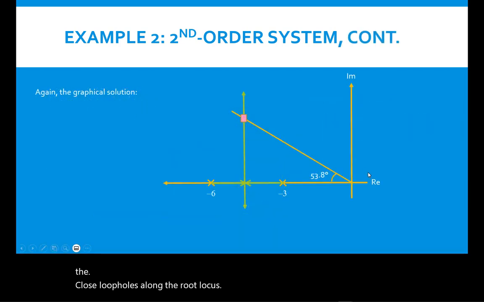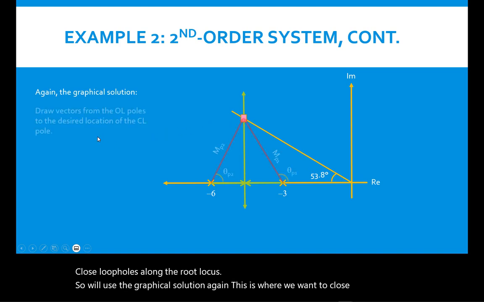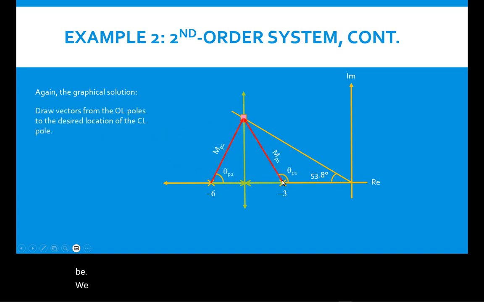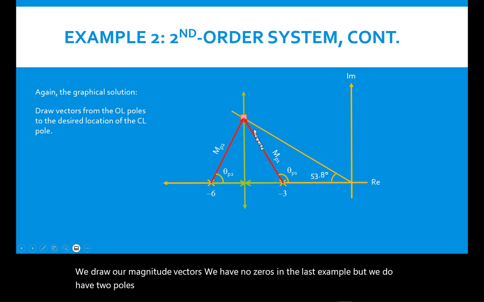Okay, so we'll use the graphical solution again. This is where we want our closed loop pole to be. We draw our magnitude vectors. We have no zeros, like in the last example. But we do have 2 poles instead of 1, so we have to draw 2 pole vectors that go from the open loop poles to the closed loop pole.